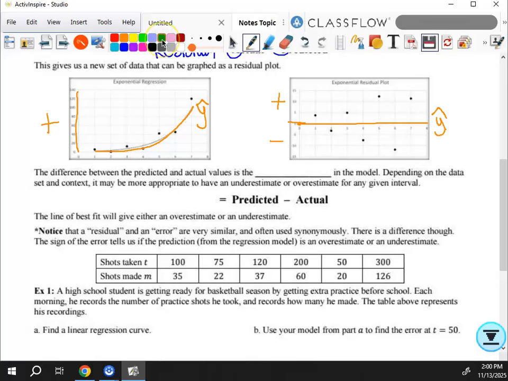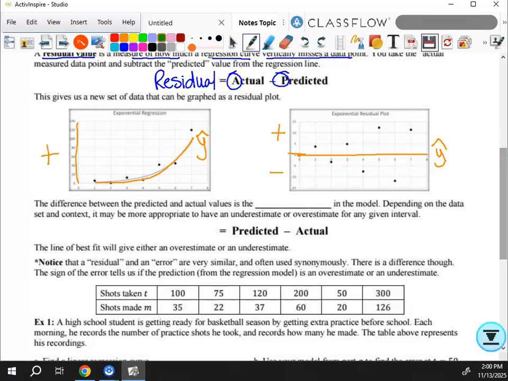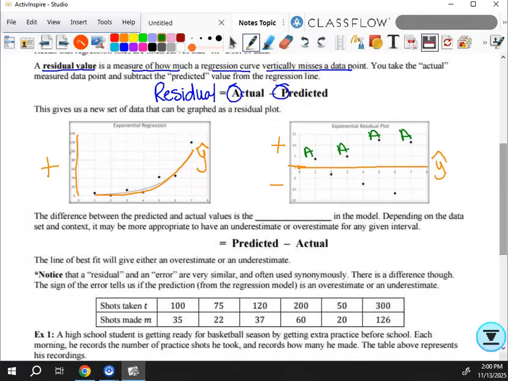And if I have, so these are my actual values, right? I'm going to put little A's here for my actual values. And then these are my predicted values. So if I do actual minus predicted, that's what gives me a positive residual value. That means this line or my curve that was over here is under those points, so that line is an underestimate. So if you have a positive residual, your curve is an underestimate. And if it's negative, then it's an overestimate.